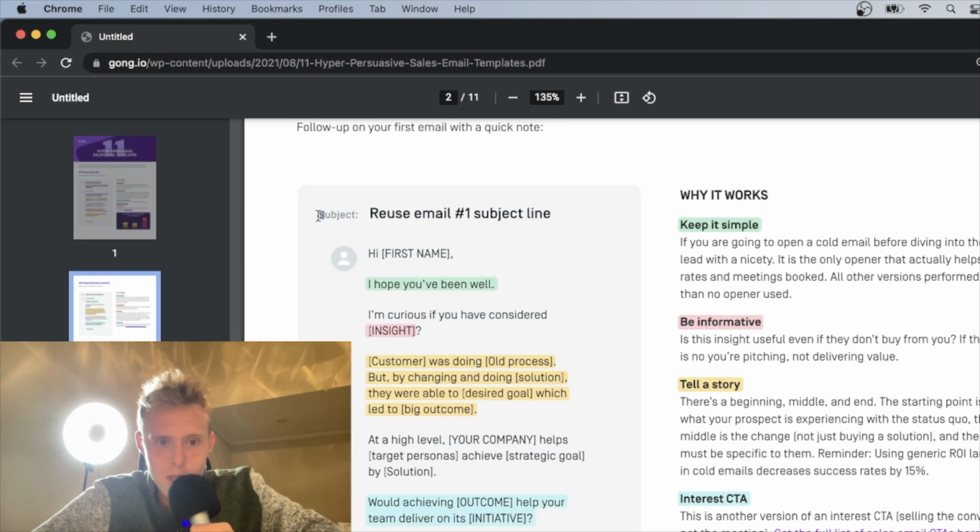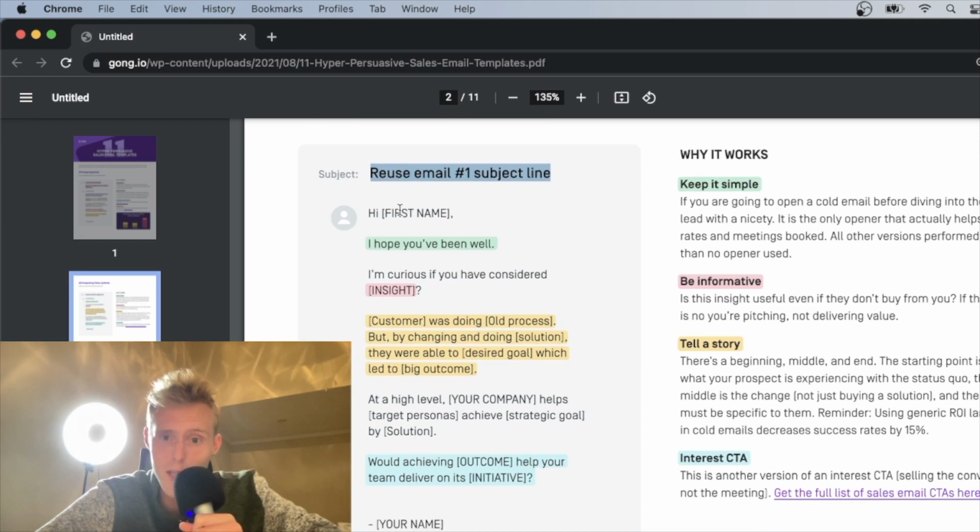I'm actually curious what this says. So subject, reuse email one subject line. So you could also, if you're using a sales tool like Outreach, just send this second email on the existing thread. So that's my approach right there. That's what I would probably do. I hope you've been well. Keep it simple. Yeah, that keeps it simple.